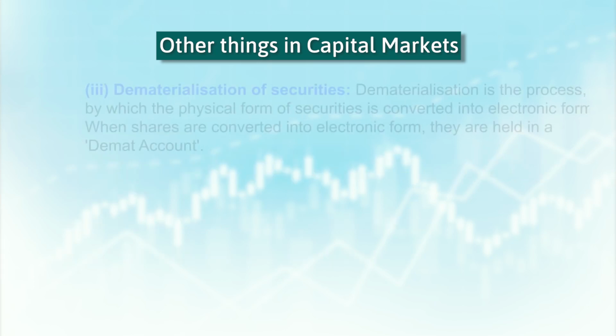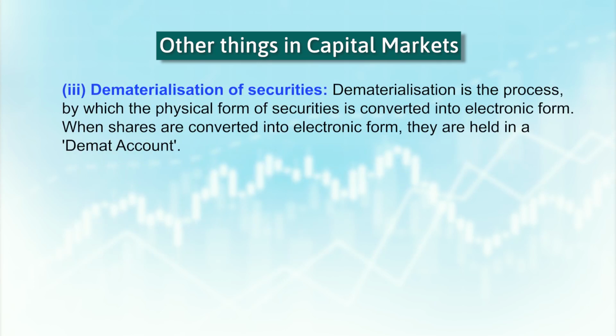And thirdly, we talk about now the dematerialization of securities. Dematerialization is the process by which the physical form of the securities is converted into the electronic form. So when shares are converted into electronic forms, they are then held in a type of account which we call the DMAT account. Next, we have the bank and the capital markets.